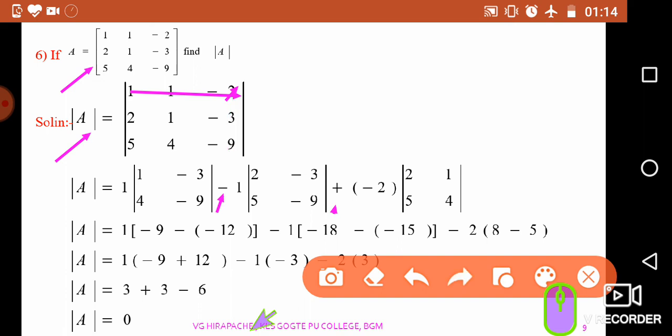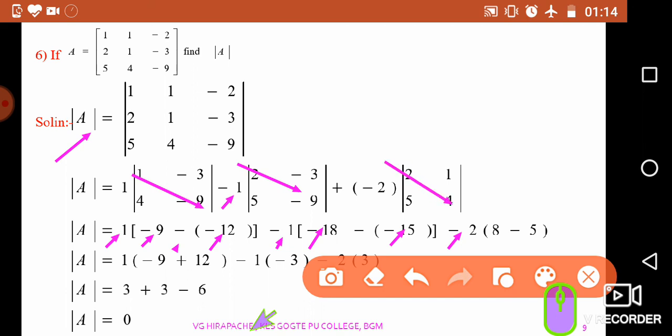Now it will be easy to evaluate the second order determinant. Therefore 1 as it is, left top to right bottom, minus 9, always minus sign again, 4 minus 3 is minus 12. Again minus 1 as it is, left top to right bottom minus 18, 5 minus 3 is again minus 15. Again plus into minus is minus 2. Left top to right bottom it is 2 4s are 8. Always there is a minus and 5 1s are 5.